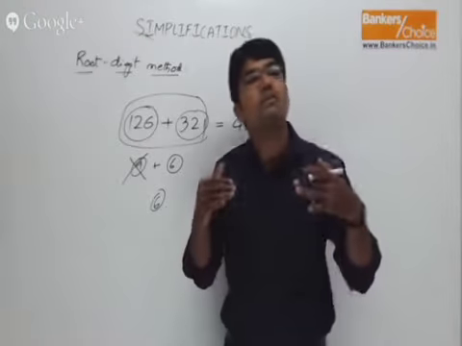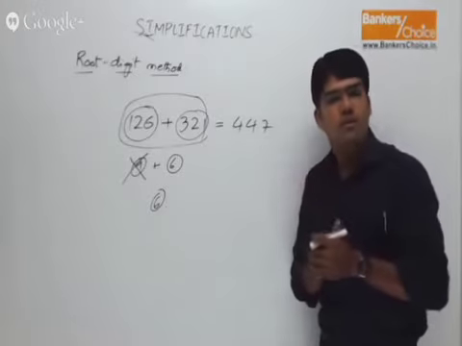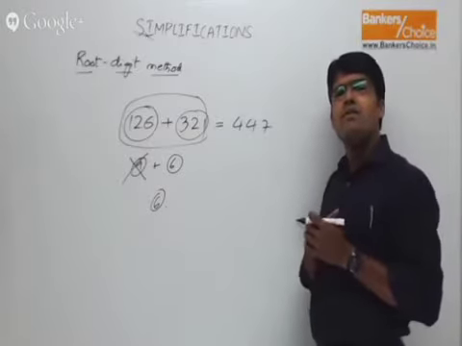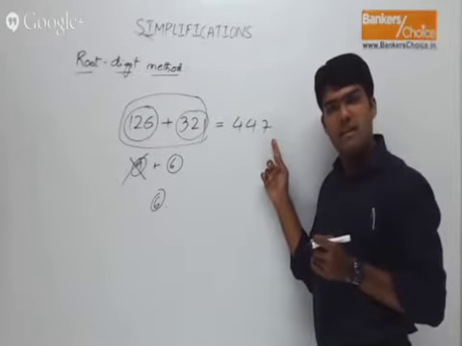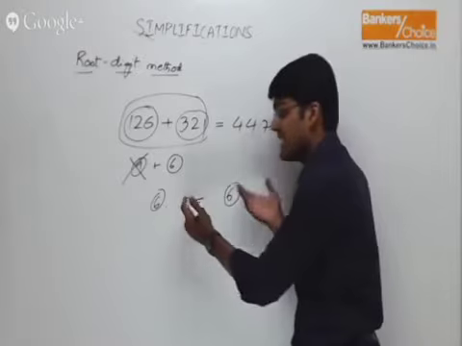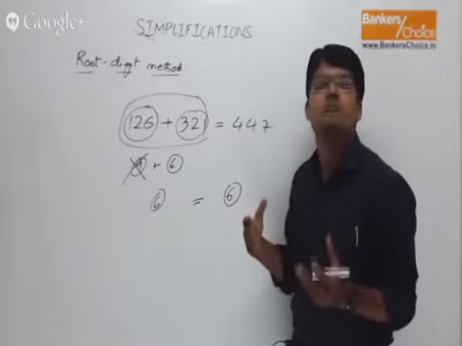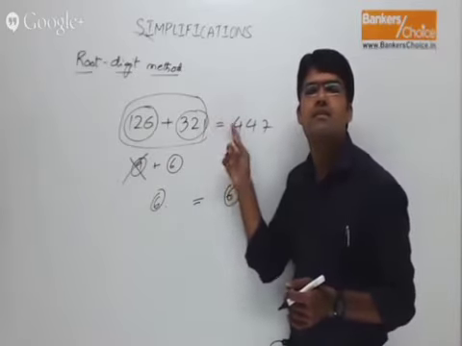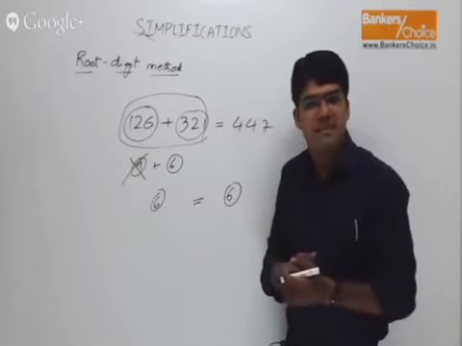Not just the sum, not just the equation, but the root digits are always balanced in any kind of arithmetic equation. Let's check. 447. Find out the root digit. 4 plus 4, 8, 8 plus 7, 15, 1 plus 5, 6. Is it balanced? Yes, it's balanced. This is the concept. Now I don't have to tell you how we can use this. 126 plus question mark equals to 447. Instead of doing the calculation, check whether the root digit is balanced or not. Which option balances the root digit? You get the answer. Right?